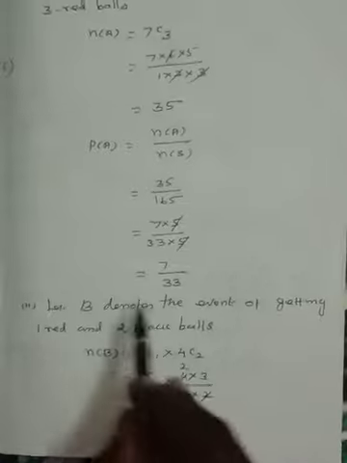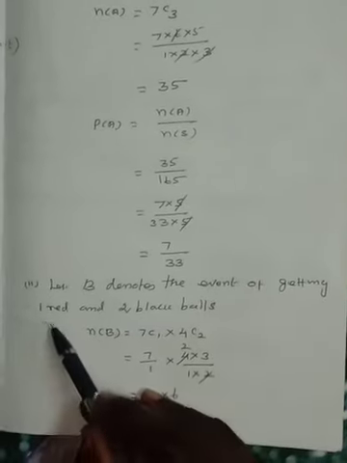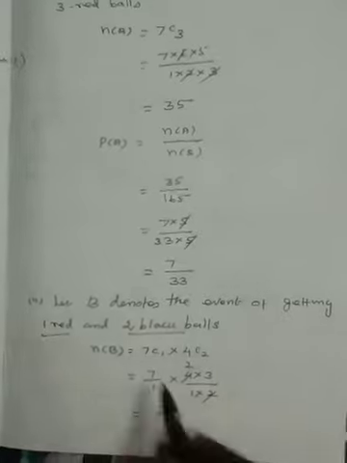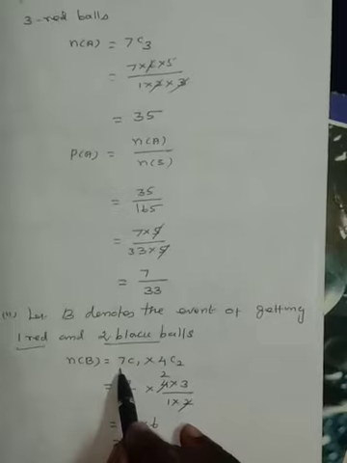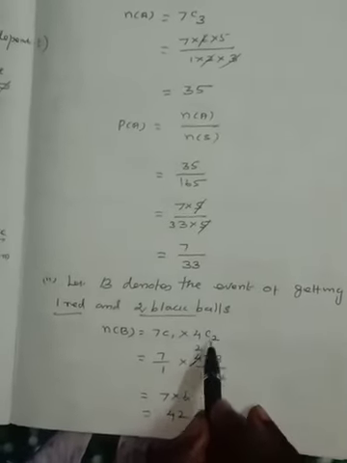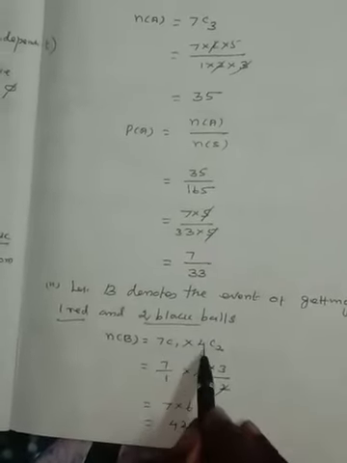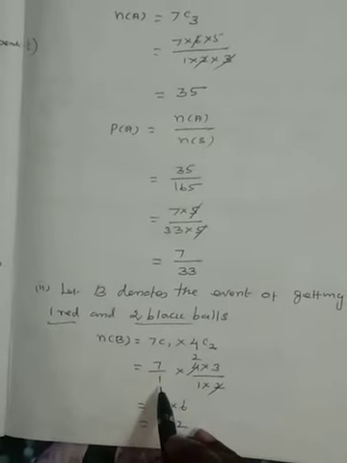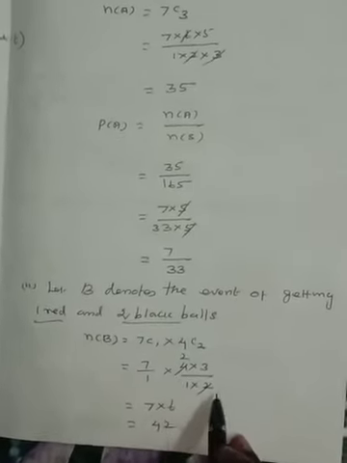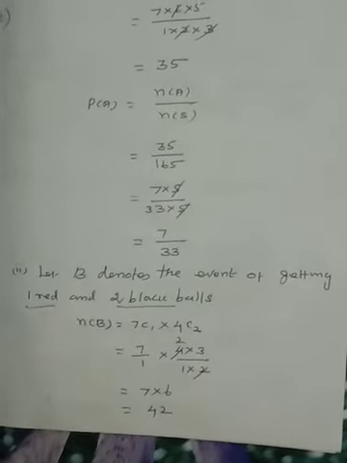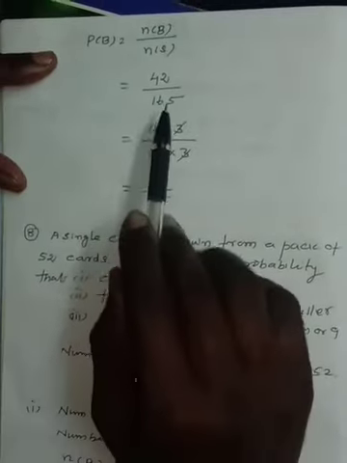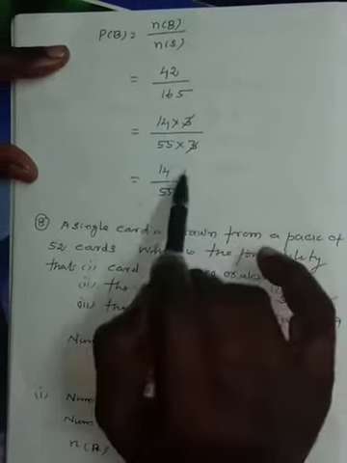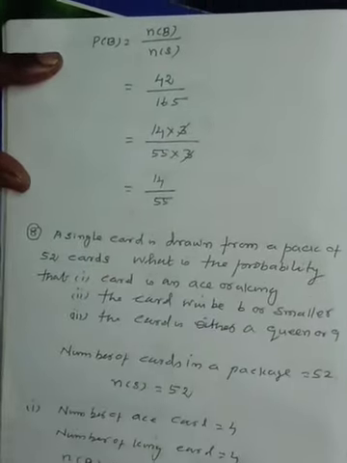Subdivision number 2. Let B denote the event of getting 1 red ball and 2 black balls. N of B is equal to 7C1: select 1 from 7 red balls, then select 2 from 4 black balls. So 7C1 into 4C2. 7C1 is 7. 4C2 is 4 into 3 divided by 1 into 2, which is 6. So 7 6s are 42, divided by N of S, 42 divided by 165. 42 can be written as 14 3s are 42, divided by 55 3s are 165. Cancelling these two 3s we get 14 divided by 55.